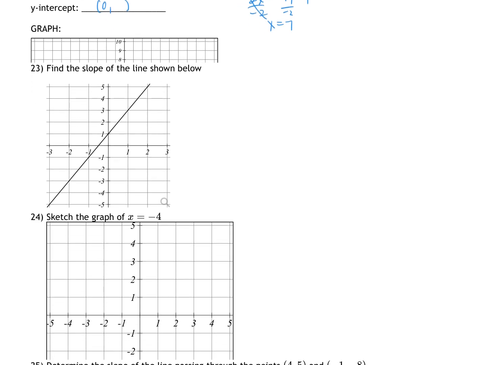When you're finding the slope of a line, you just want to pick 2 points. So let's pick this one and this one. Remember that your slope is rise over run. If I start at this one, I'll go up 2, and then I would go right 1. So my slope is 2 over 1, or 2.